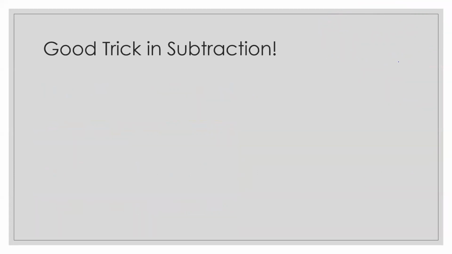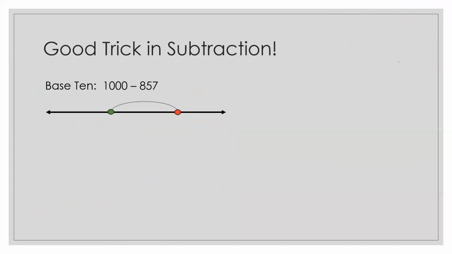Okay. Here's a trick that I love for subtraction. And really, this is how you should visualize subtraction. Let's say you are in base 10, just to make things a little bit more familiar to us. 1,000 minus 857. Subtraction can be seen as the distance between two numbers. In this case, 857 to 1,000. Okay, the answer is this distance between here.